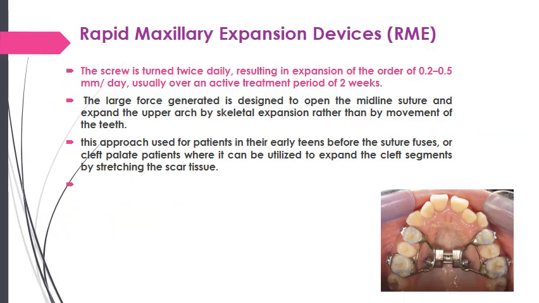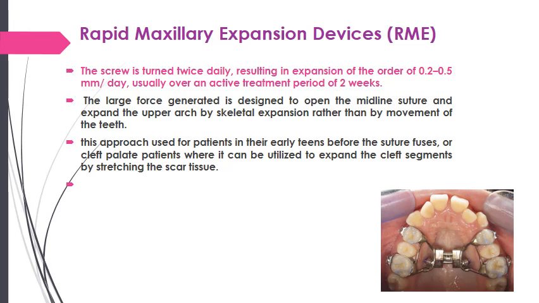Now for the rapid maxillary expansion devices, usually it is not recommended to use those devices in a small age patient because their side effects can be so many, and their main indication are those late teens patients where the mid-palatine suture has started to fuse together, and we need to make a skeletal effect rather than expansion by dental movement. So if we have a patient in the late mixed dentition age, or if we have a cleft patient and we need to expand the maxilla by stretching the scar tissue, we are going to use the rapid maxillary expansion devices.